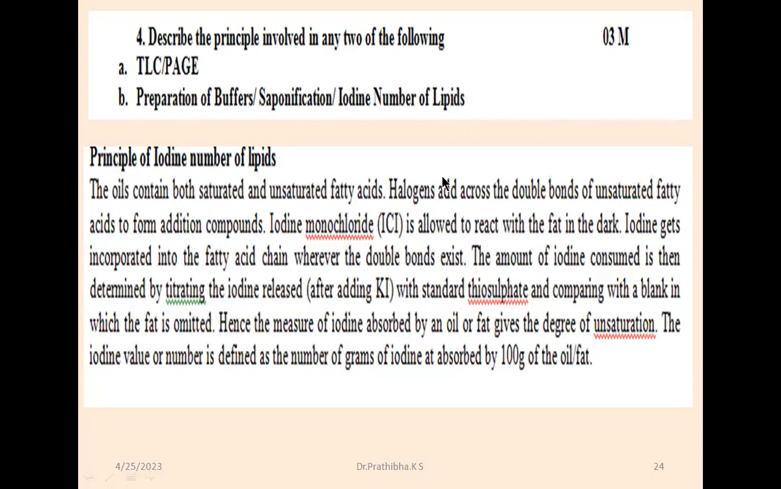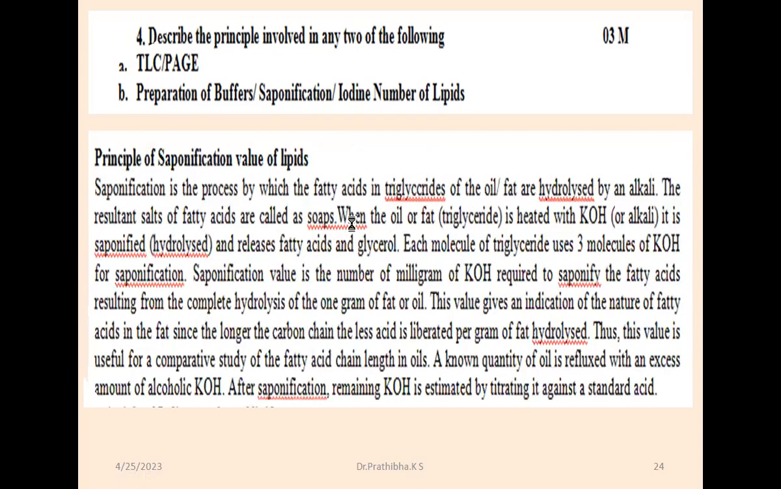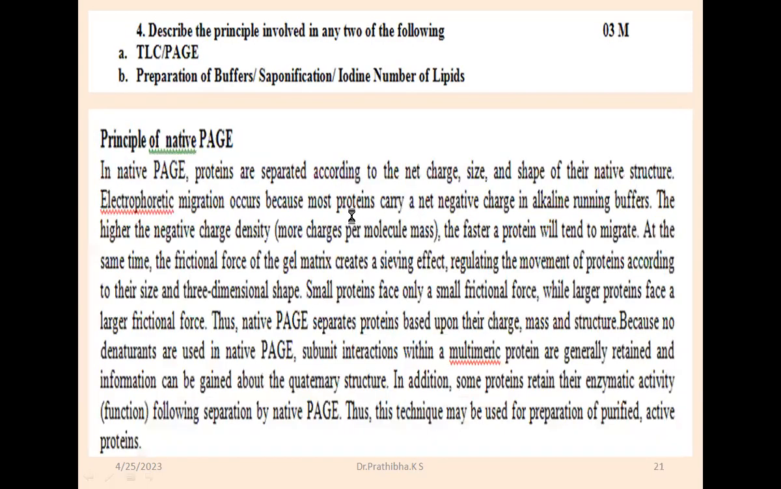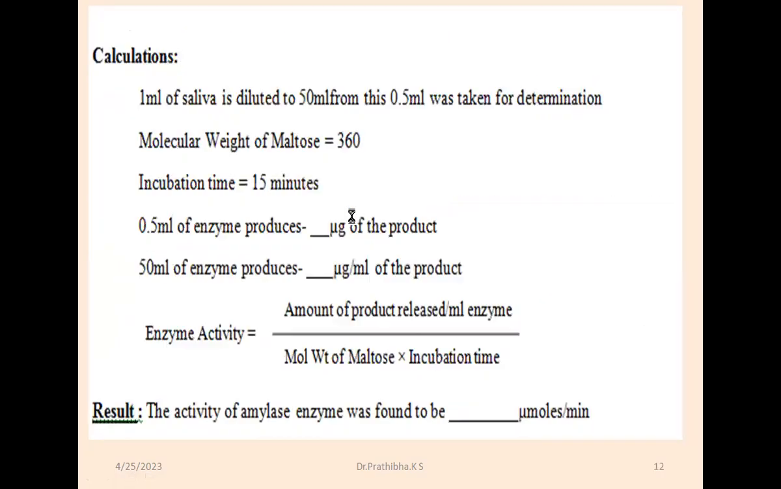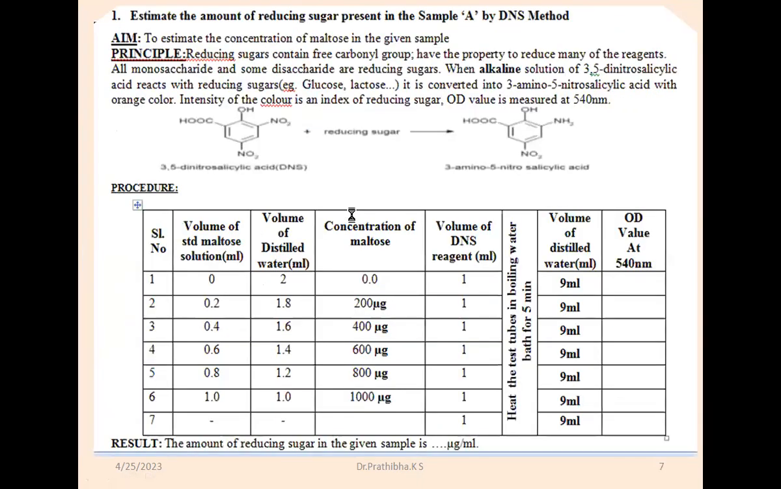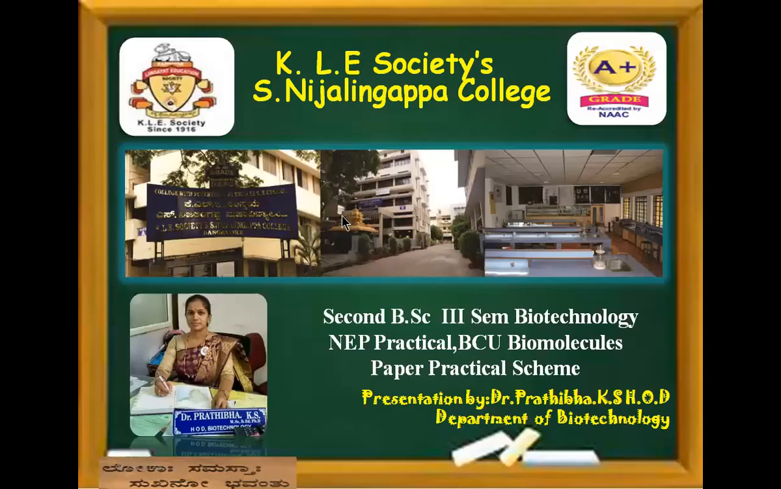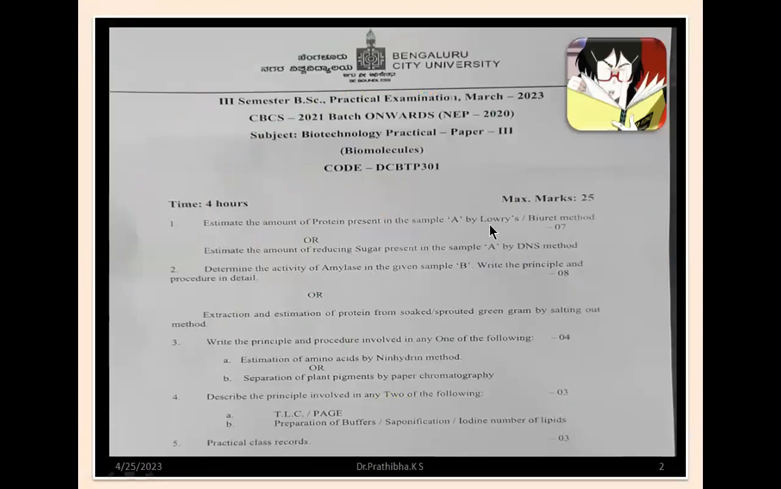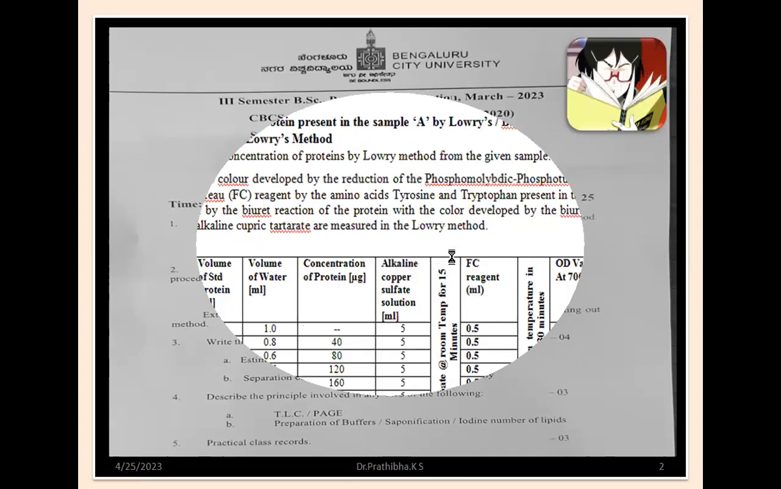Okay, so I hope you understood today's concept about the third semester practical scheme. Let me go through one by one here. The first one is this question pattern we studied, right? Lowry's method, pyruvate method, DNS method. Then activity of amylase, then salting out method, ninhydrin method, paper chromatography method, TLC, PAGE, preparation of buffers, saponification, and RD number of lipids. All these things you need to focus on and refer this particular video. That is more than enough.